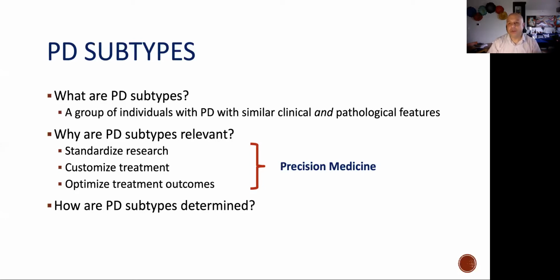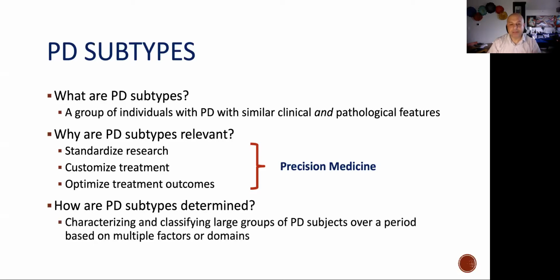How do you determine a Parkinson's disease subtype? Well, you have to take a whole bunch of people, like the PPMI is doing, characterize and classify Parkinson's disease subjects over a period of time based on multiple factors and multiple domains, not just age or gender or ethnicity, but many things, and then do an analysis to see if there are groups of individuals that cluster into certain groups based upon some fundamental physiological differences.